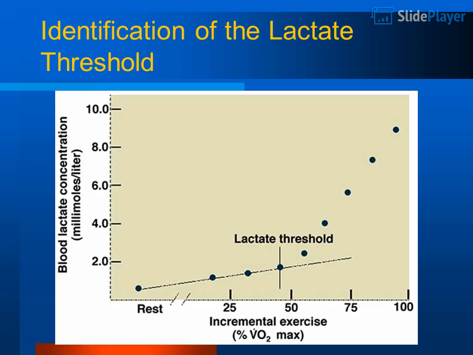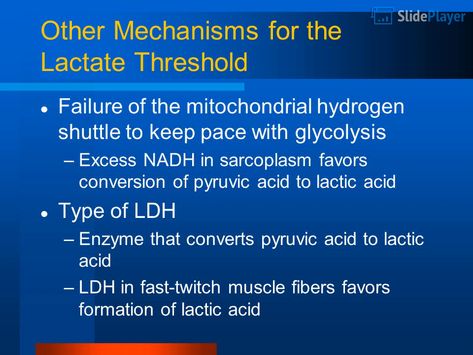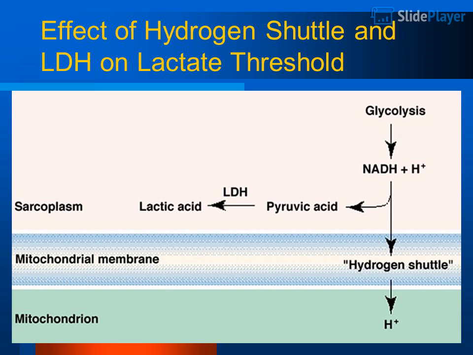Other mechanisms for the lactate threshold. Failure of the mitochondrial hydrogen shuttle to keep pace with glycolysis. Excess NADH in the sarcoplasm favors conversion of pyruvic acid to lactic acid. Type of LDH, the enzyme that converts pyruvic acid to lactic acid: LDH in fast-twitch muscle fibers favors formation of lactic acid. Effect of hydrogen shuttle and LDH on lactate threshold.